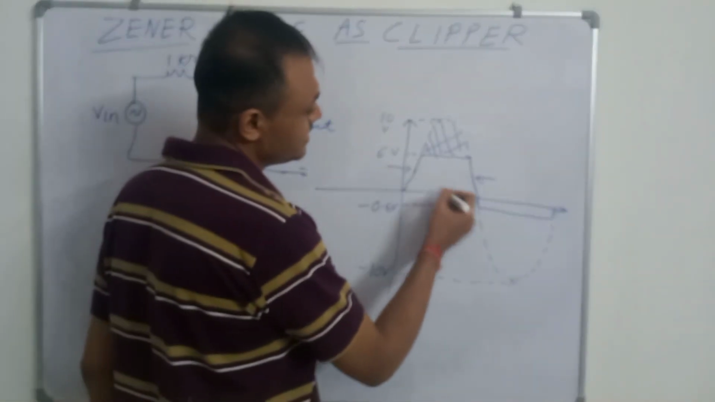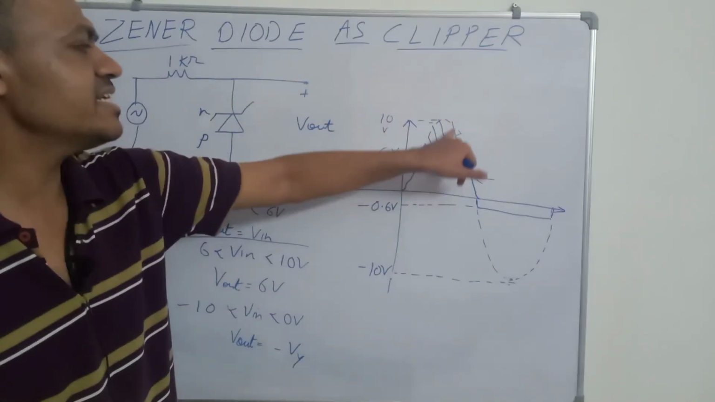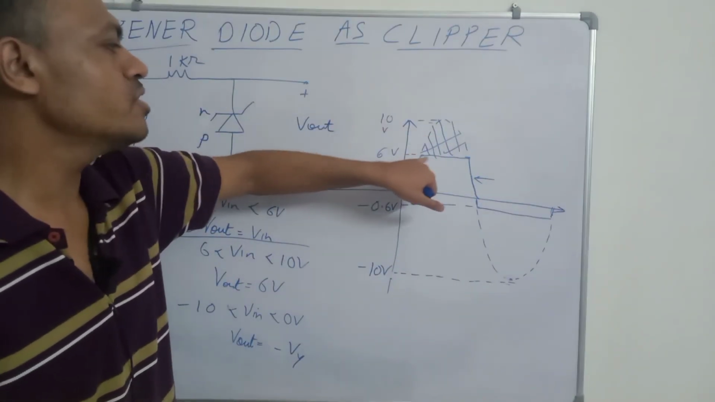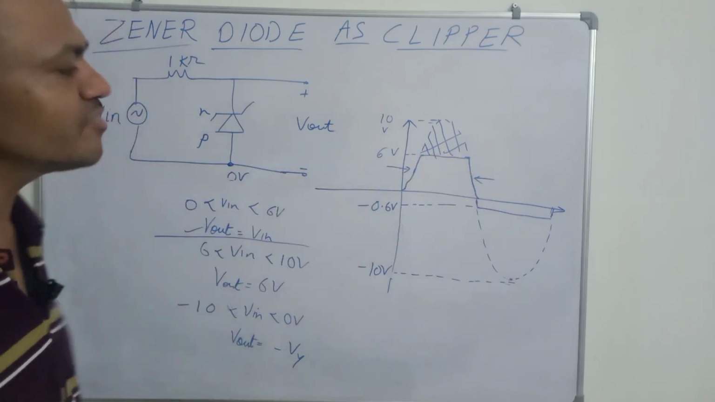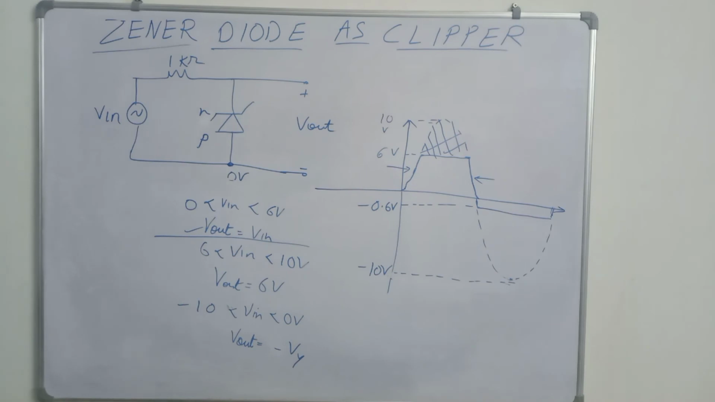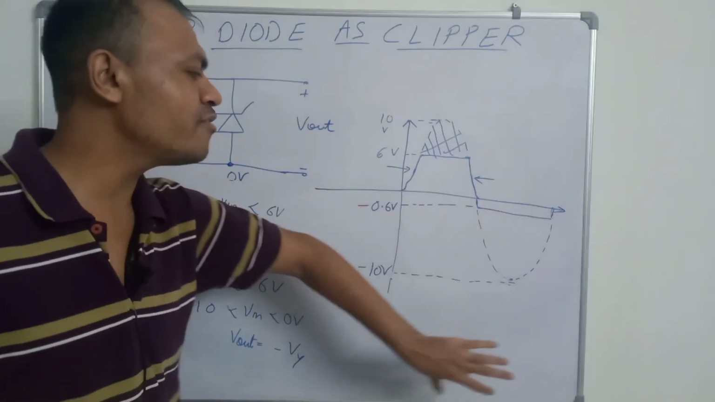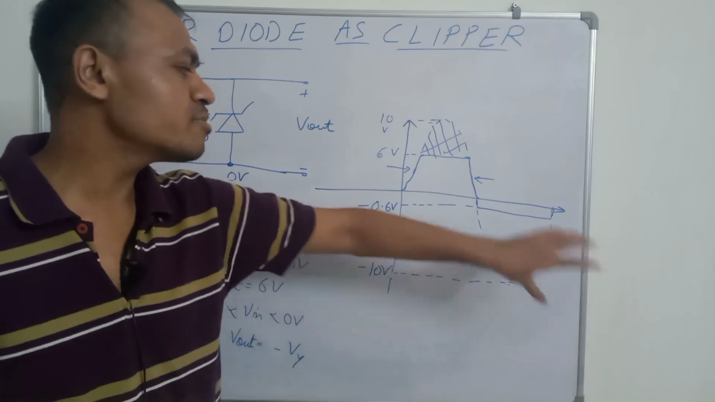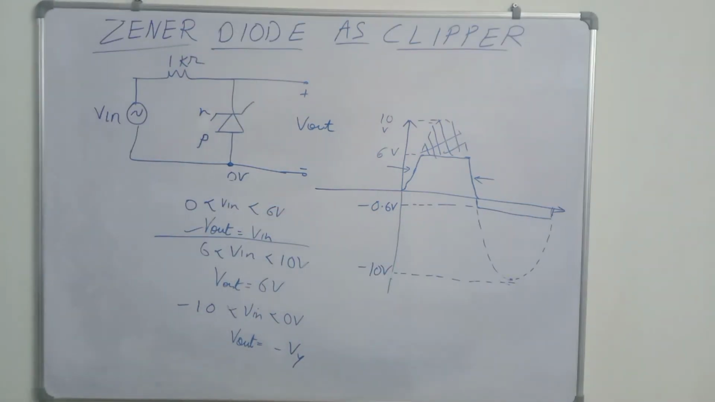This whole region is the region of reverse bias without breakdown, and this region is the region of reverse bias with breakdown. The output voltage is constant at the breakdown voltage of the Zener diode, which is 6 volt. And in the negative half cycle, the Zener diode will always be forward biased, so the output voltage will always be equal to the cut-in voltage, minus 0.6 volt.